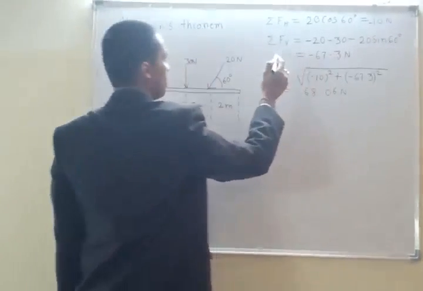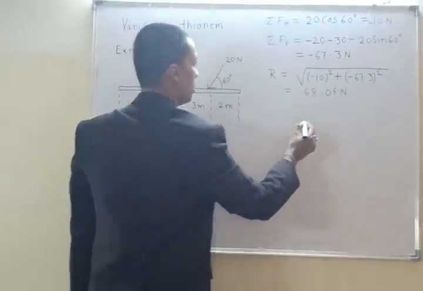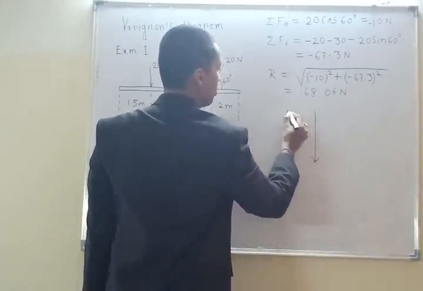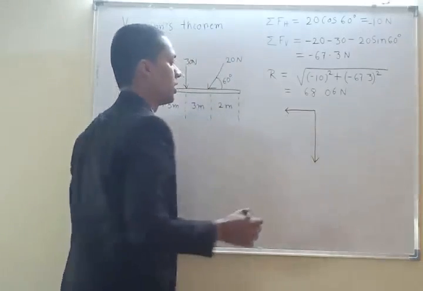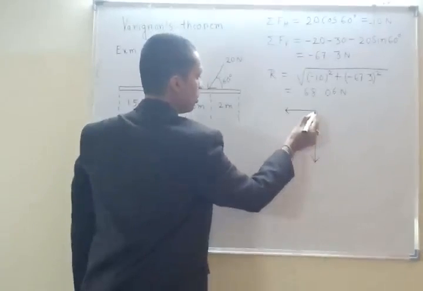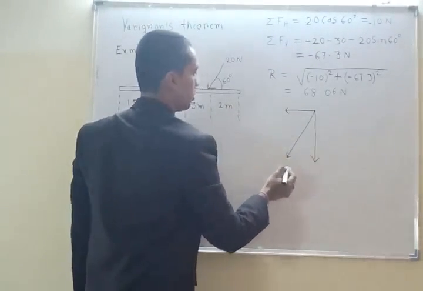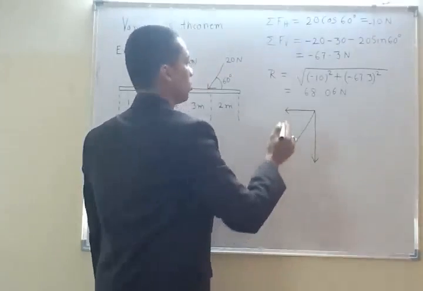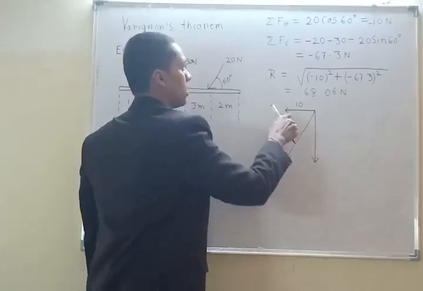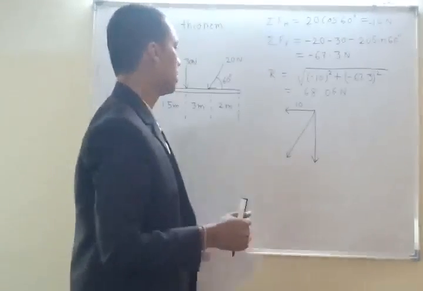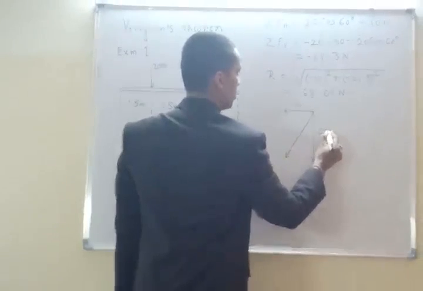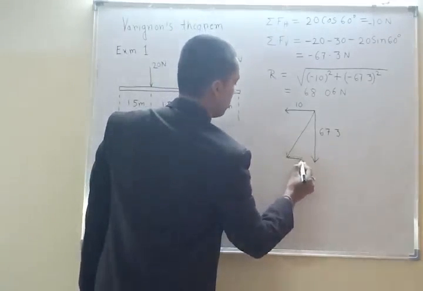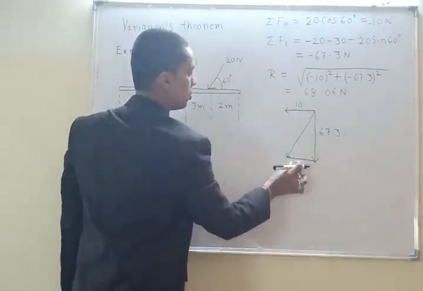One of the forces is acting downward. The vertical force is acting downward like this, and the horizontal force is acting in negative x direction like this. So our resultant is going to be like this. Both are negative, so that is why it is in the third quadrant. So this is 10. Now I am not writing the negative because I have already taken the direction, and this is 67.3. So finally this one, I am replacing this force to this position 10.